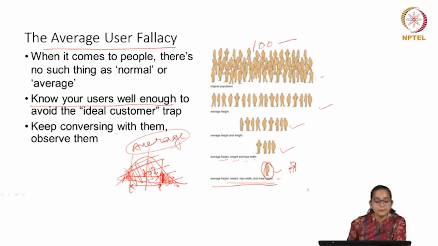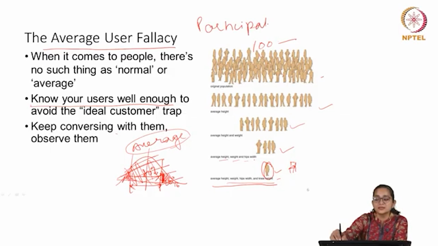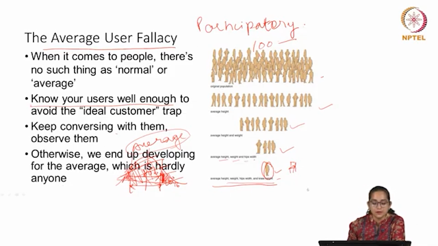Keep conversing with them or observe them. There are methods to even include them in the process. So there is a process called participatory design, which is very popular, particularly with assistive technology and accessible product design, where participants themselves are part of the design team. They are invited to be part of the design team, engage with the team for a longer duration. Otherwise, we end up developing for the average, which is hardly anyone.